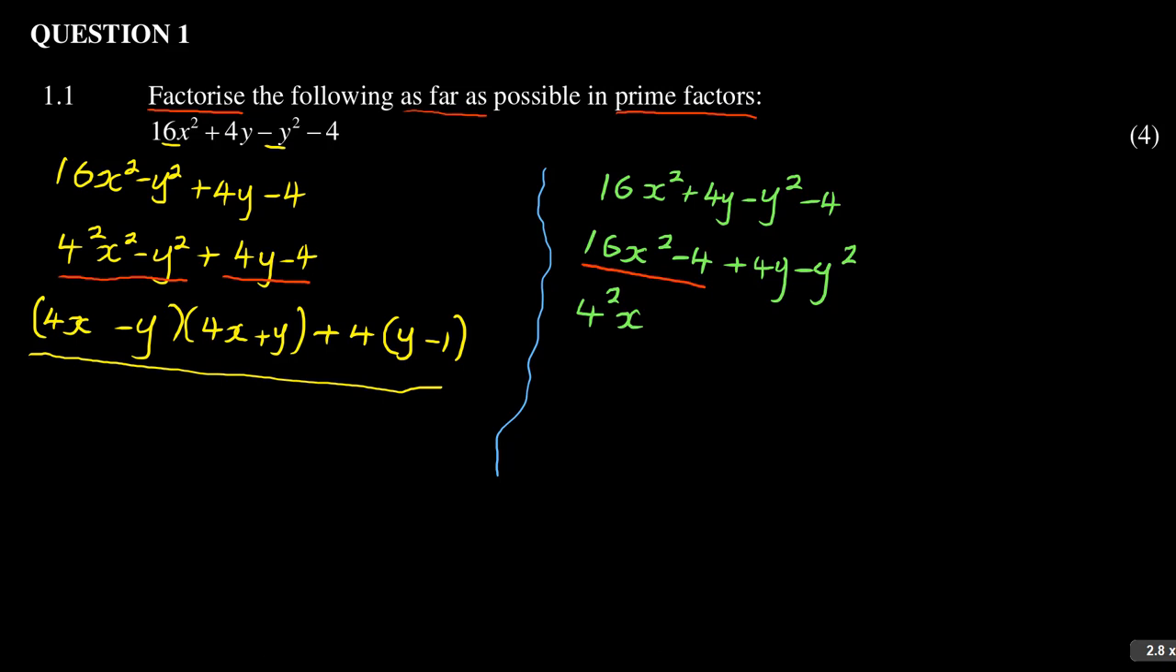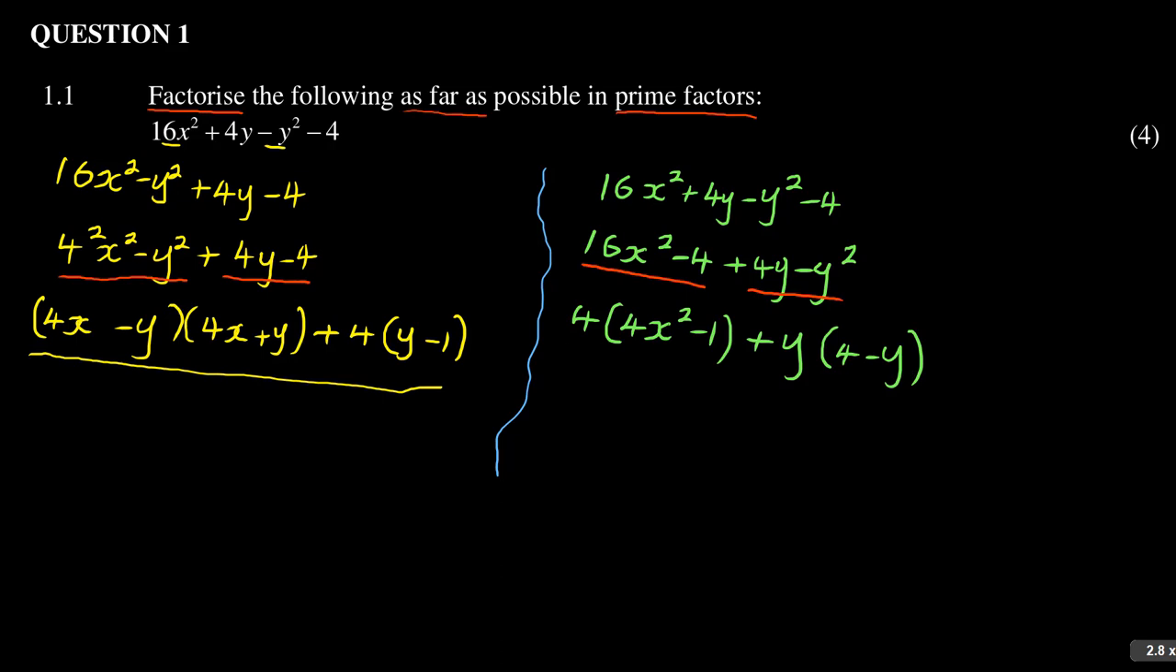Actually, before that, I can choose to take out 4, as 4 is common. So I'll have 4x squared minus 1, and then plus, in the second, 2, y is common, so I can choose to say plus y, and then I'll have 4 minus y. So this is what I'm having.